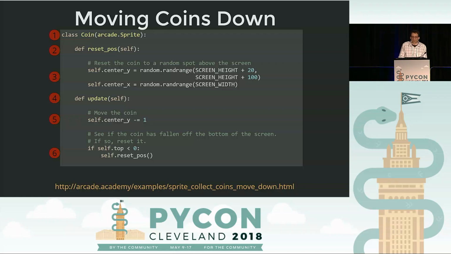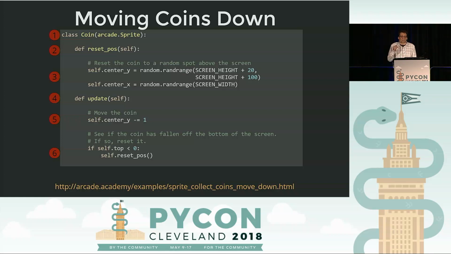Skip down to step 4. Here, I've got an update function. There's an update function in the Sprite class. There's an update function for the window class. This is in the Sprite class. This update function is going to be called 60 times per second. Every time it's called, I take the y coordinate and subtract 1. So at 60 frames per second, I'm going to move 60 pixels per second. Want it to go faster? Use a number bigger than 1. Want it to go slower? Use a number smaller. Not too bad.